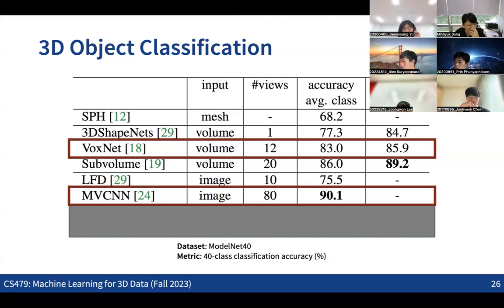Even when you have any kind of 3D data, you don't need to think about strictly applying 3D-specific architectures. You can just render the 3D data into 2D images and use the image neural network. So that is really a good way to deal with 3D data.